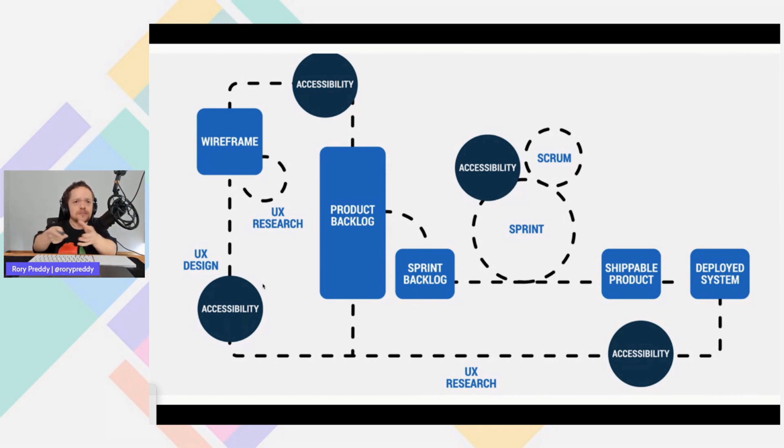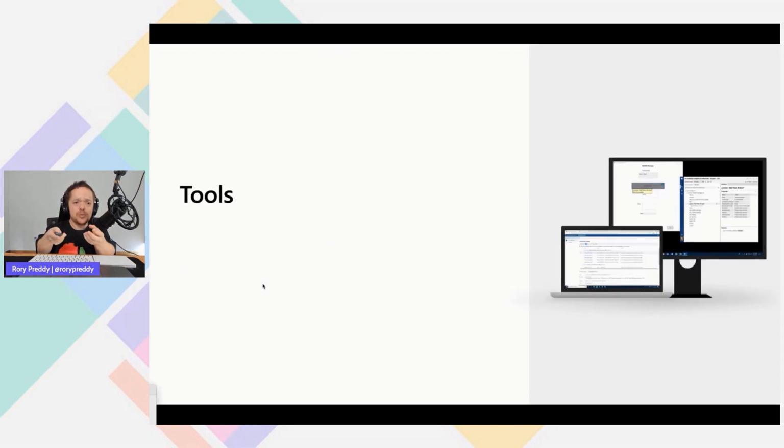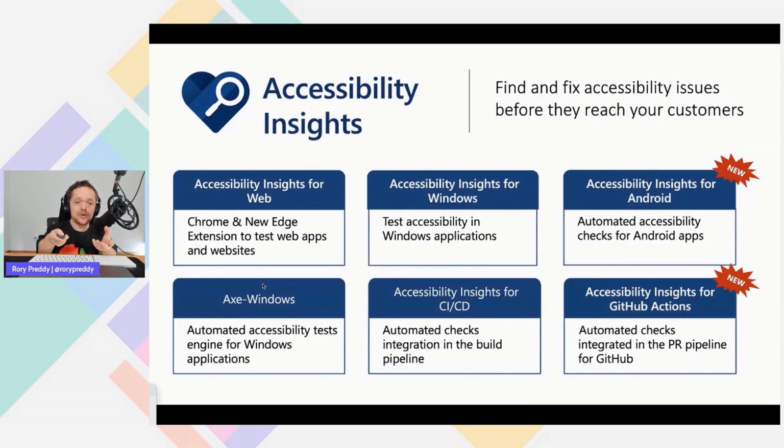And now we have everything in place so that we can actually start to look at our tools. And I've got so many exciting tools that I want to show you. It's like opening up a candy store and showing this. So the first thing I want to show you is Accessibility Insights. And we're going to go through a demo. I'll stop this and we'll go through the demo.